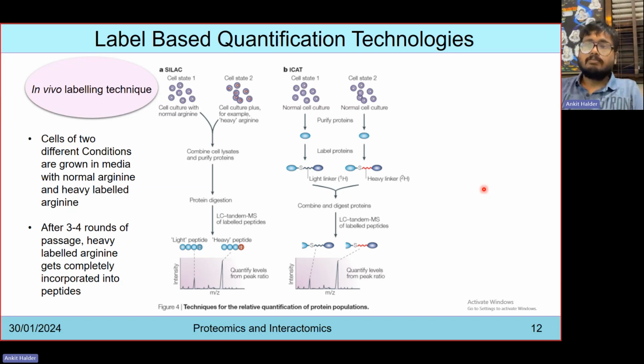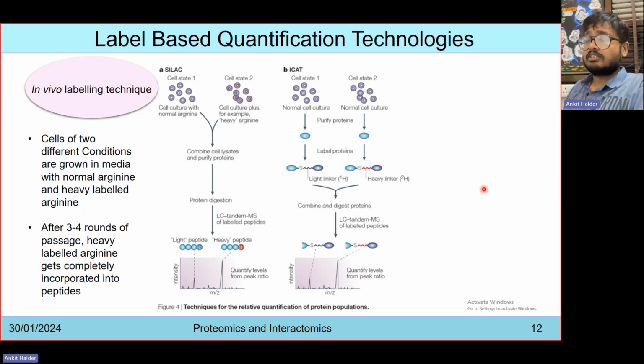If you compare these heavy peptides and light peptides in the mass spectrometer, you will see which peptide belongs to which particular cell state, because one will be a heavy-labeled peptide and one will be a light, or the original, peptide.